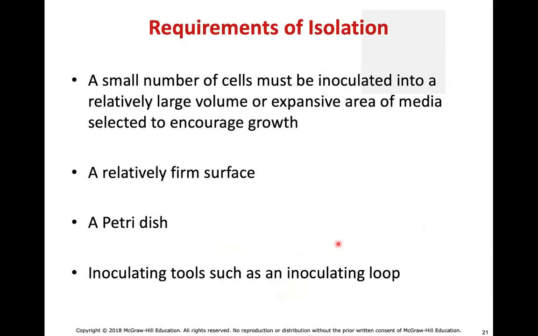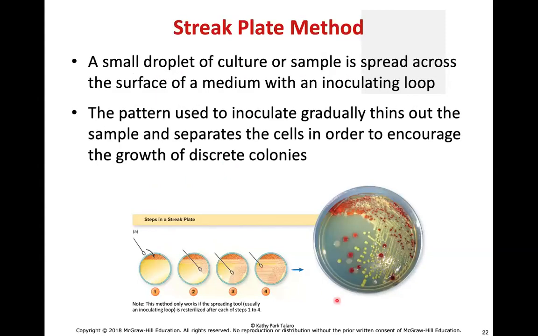Now the requirements for isolation: this requires a small number of cells to be inoculated into a relatively large volume or expansive area of the media. You must have a relatively firm surface, a petri dish, and an inoculating tool such as an inoculating loop. And like I said, this is going from a mixed culture to actually being able to isolate individual colonies.